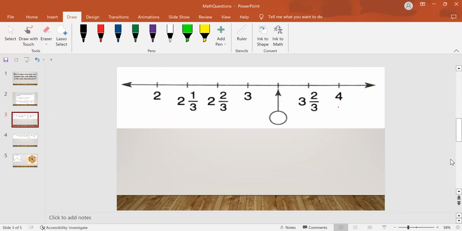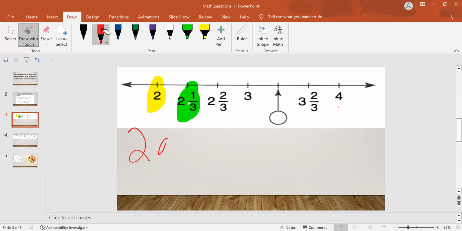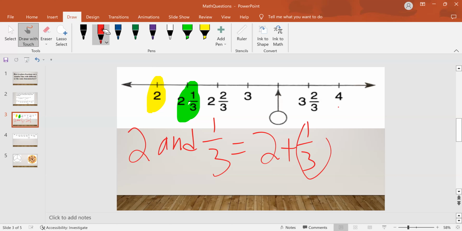To better understand this, see the first two values. The first number is 2, and after that we have 2 and 1/3. Let's write it down: 2 and 1/3. This is the same as 2 plus 1/3. So this is telling you that they add 1/3 to the first number to get that second number.